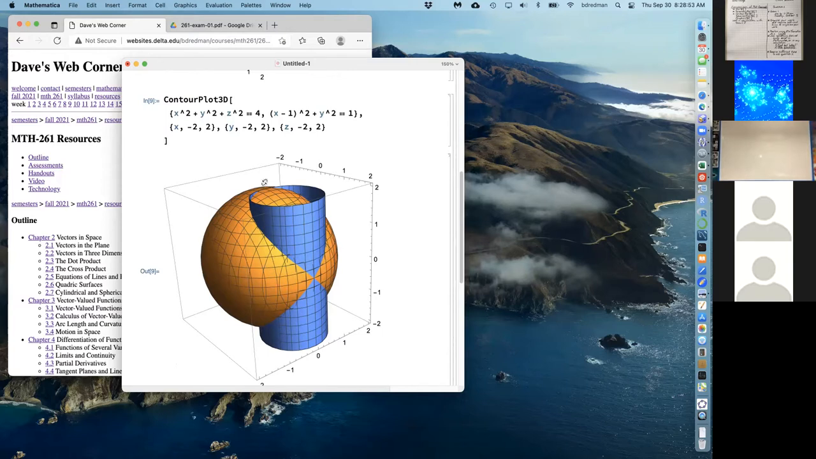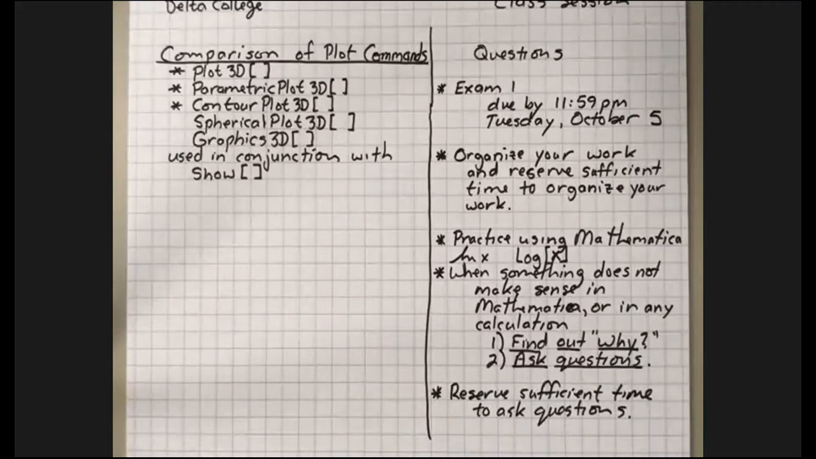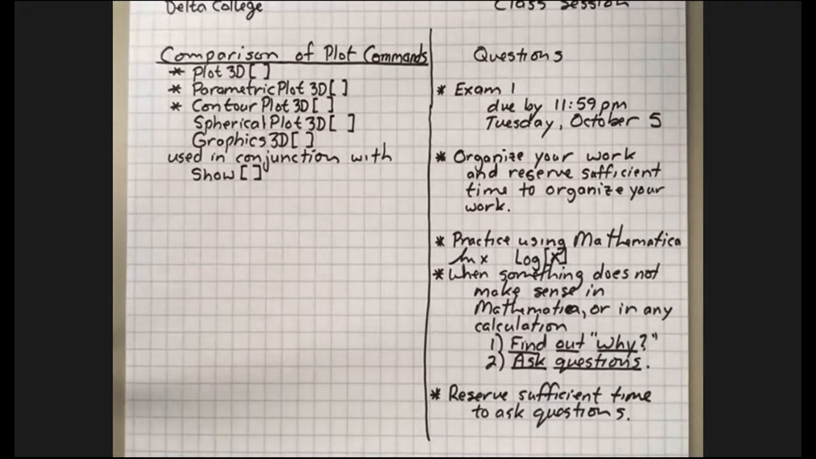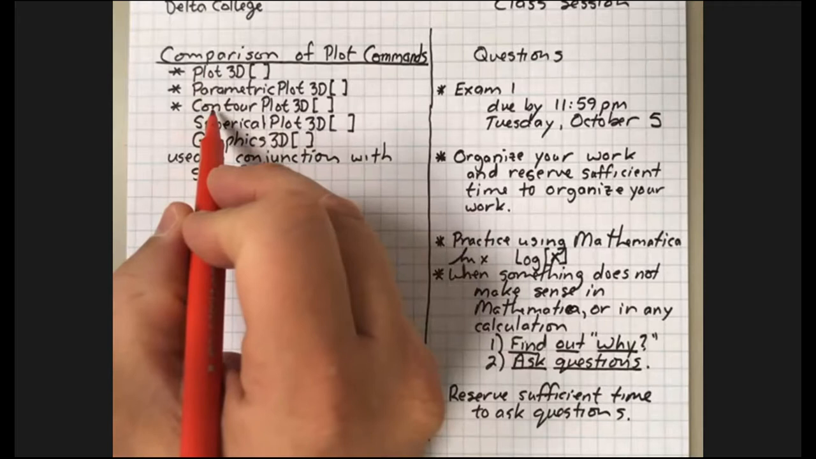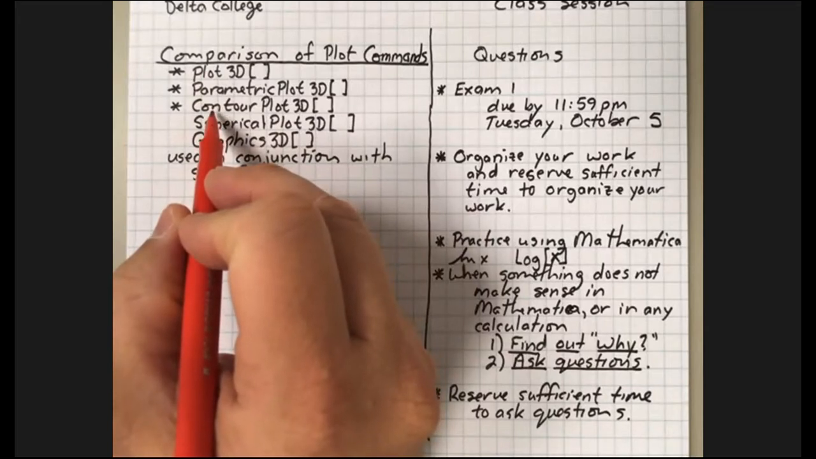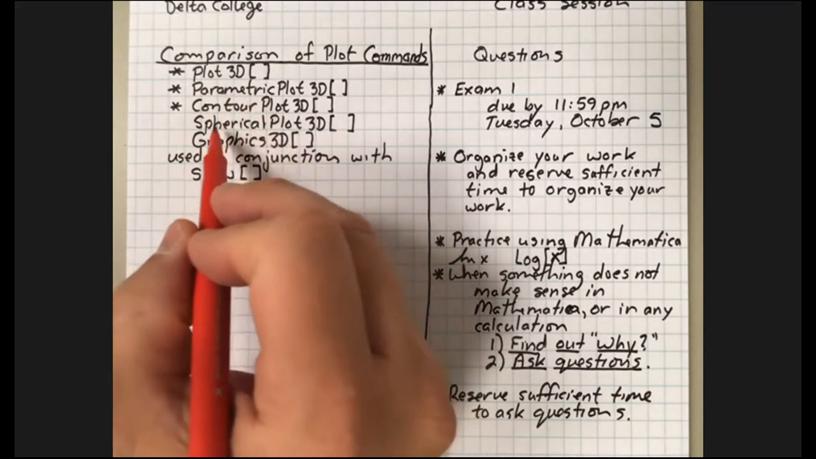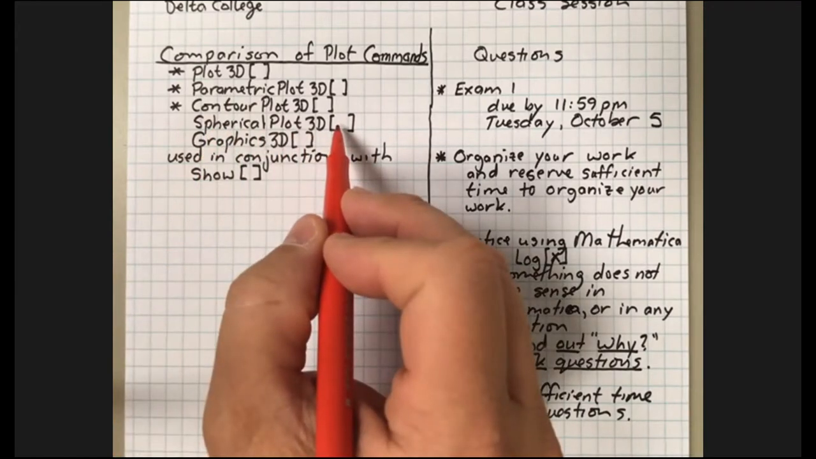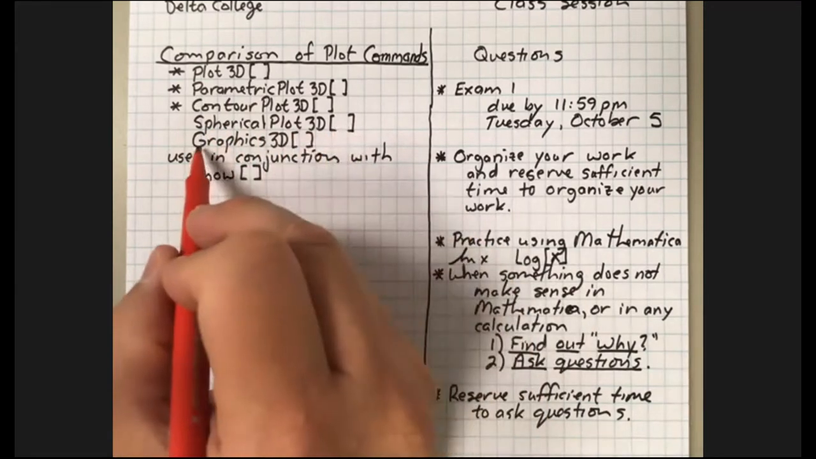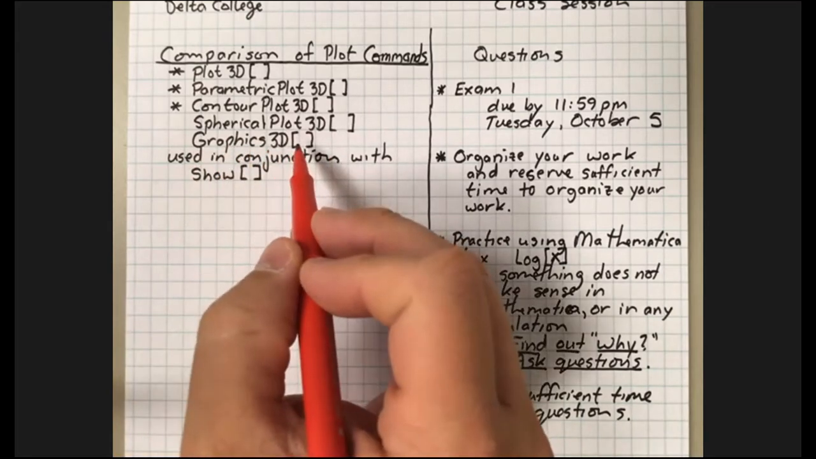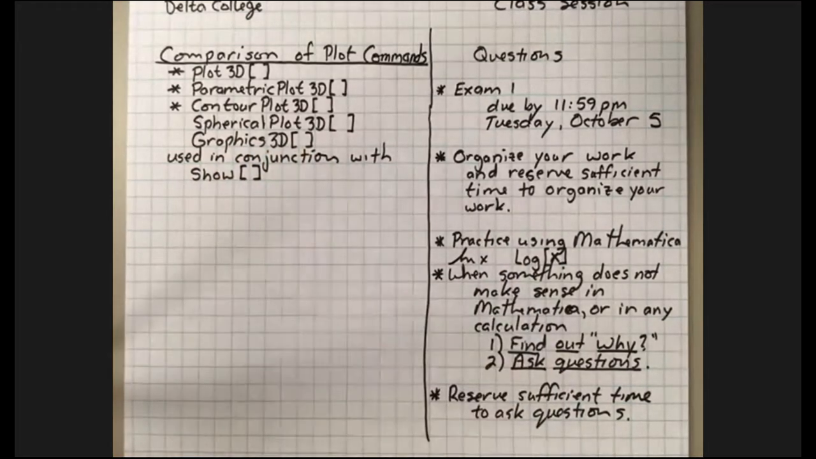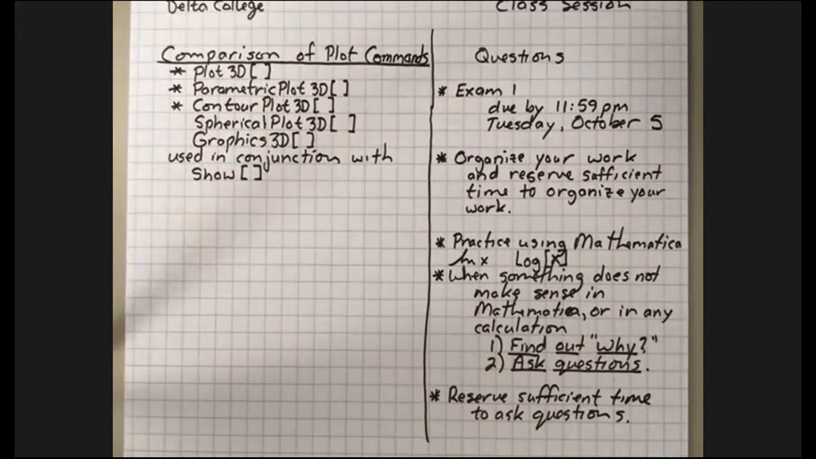So I'm going to switch back to my paper now to answer the question that was submitted. Plot 3D and contour plot give you methods of plotting. Parametric plot gives you much better control over a surface that you're trying to plot. Spherical plot seems like it must be built to do spheres, but there's a catch. Graphics 3D, that's a plot structure that allows me to assemble a lot of useful pieces.